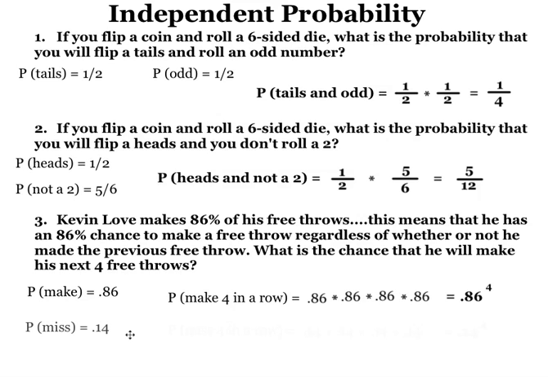Now the probability I have to find is the probability that he's going to miss his next 4 shots. So the chance of his missing is 0.14. So what I have to do is take 0.14 times 0.14 times 0.14 times 0.14. And instead of writing it like that, an easier way to write that is 0.14 to the 4th power. Sometimes you might see that as 1 minus 0.86, put that in parentheses, and have that to the 4th power.